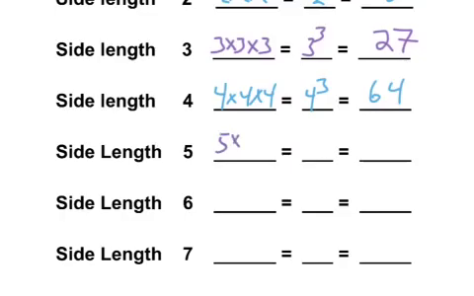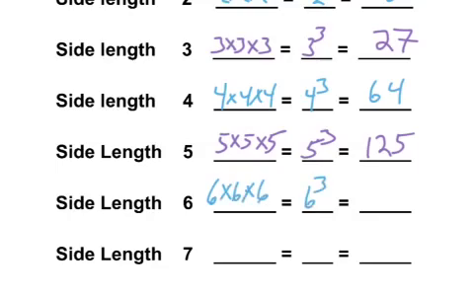5 times 5 times 5, or 5 cubed. 5 times 5 is 25. If you had 5 quarters, you have 125. Moving on to 6. This is one that I definitely need to memorize here. 6 times 6 times 6, 6 to the third power.